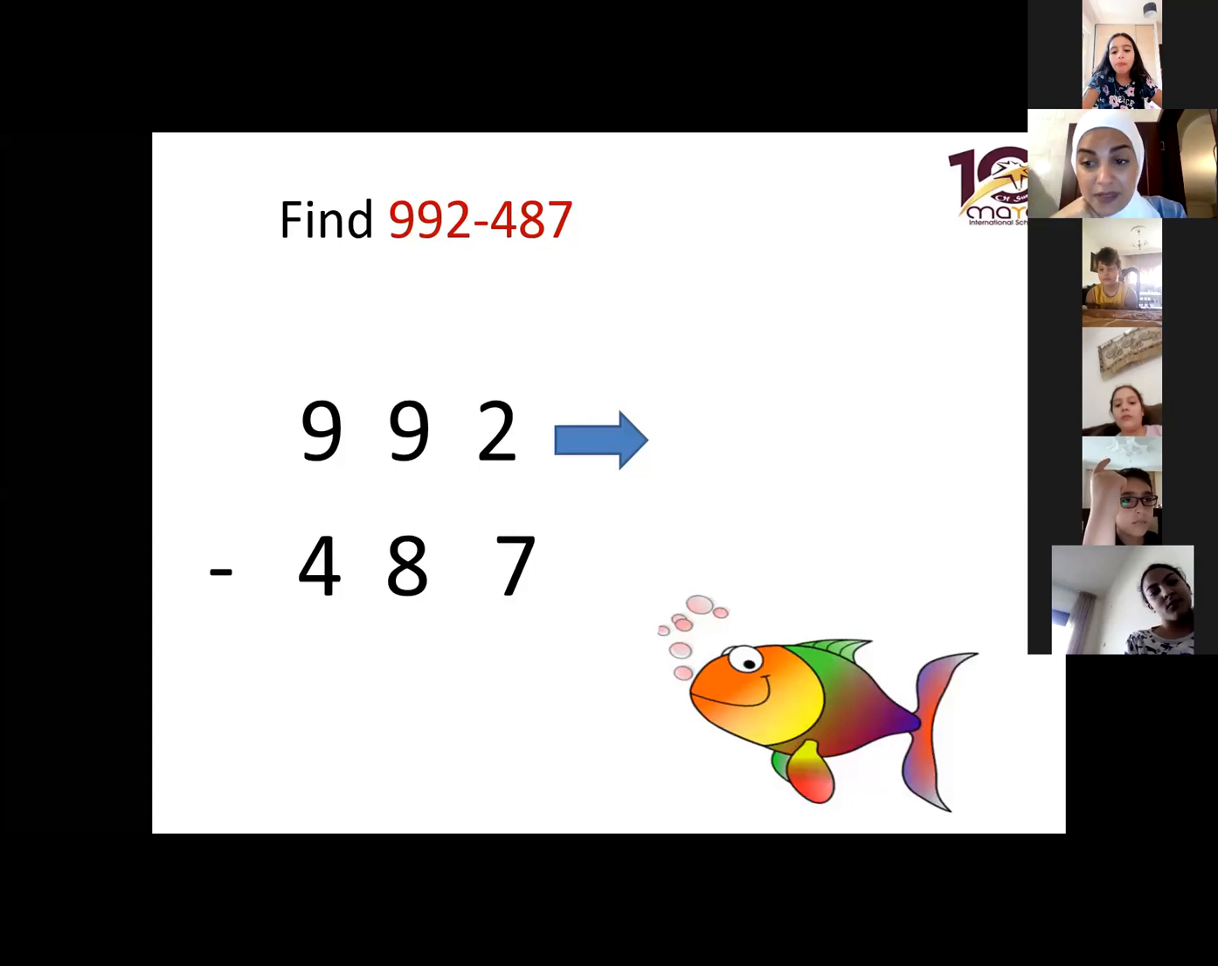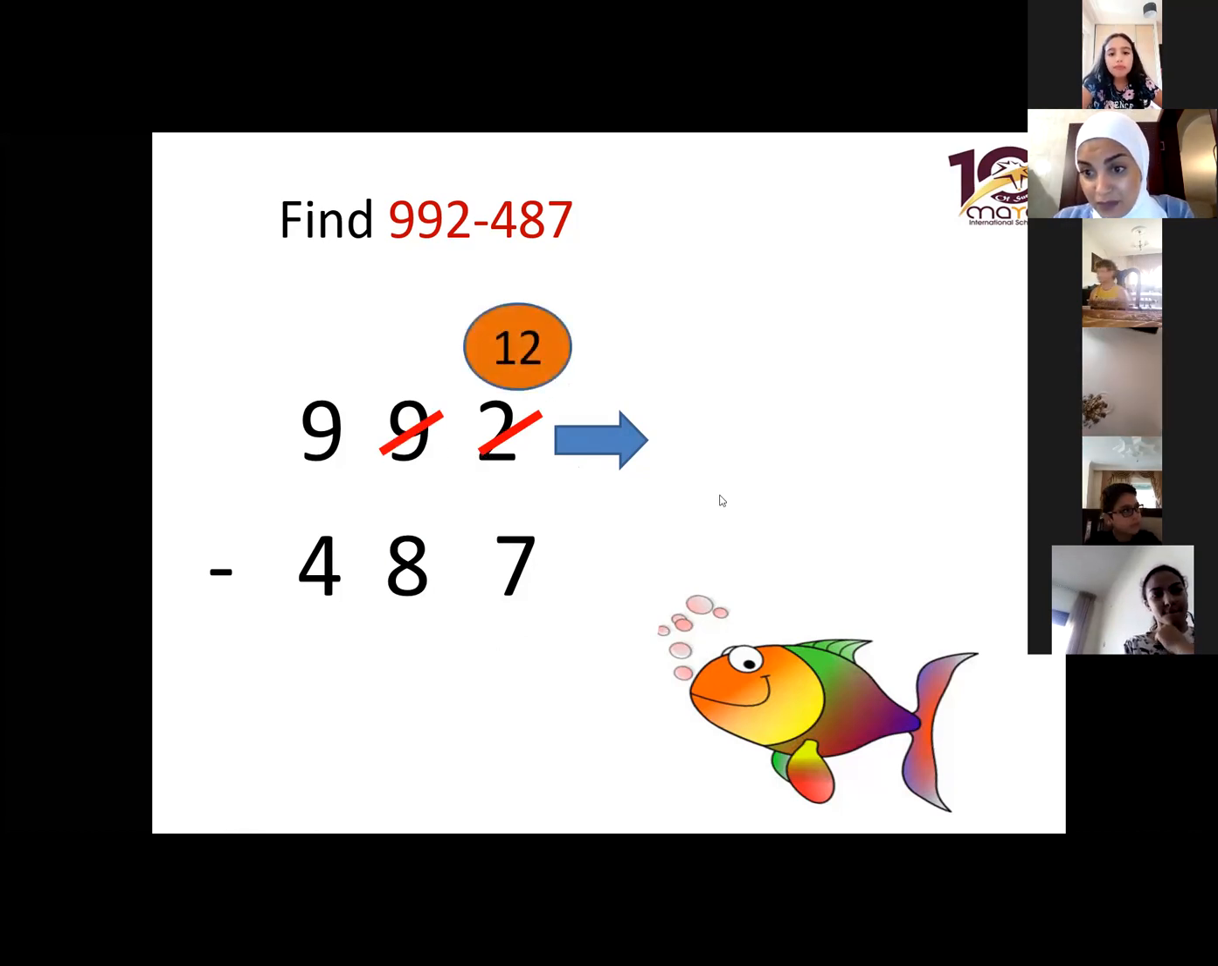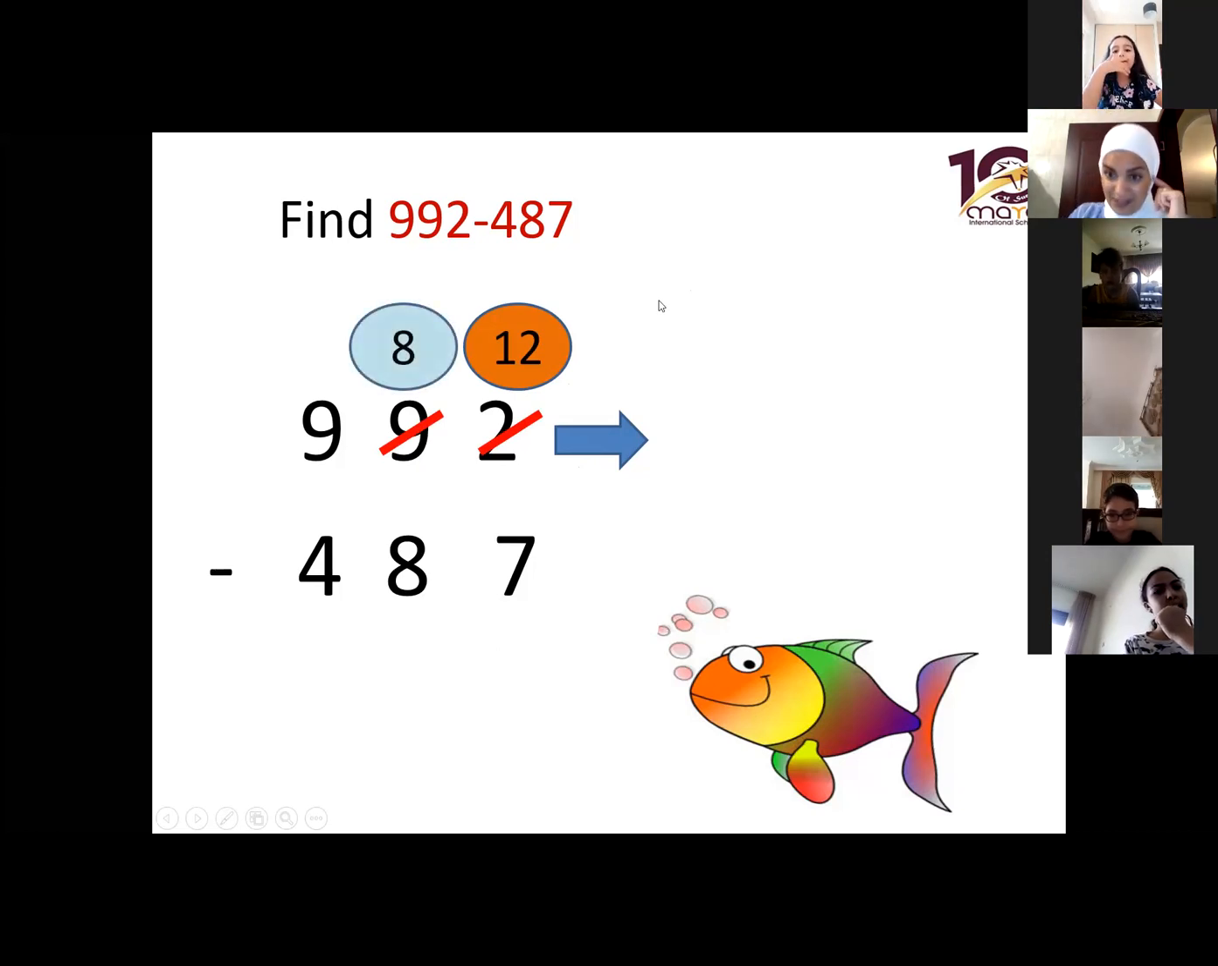Do you remember the steps? Let's do it together. What is the number that is next to number 2? Next to 9. Knock, knock. Who's there? Can you give me 10? Okay. So if 2 takes 10, it will become 12. Good. 9 gave me 10, so it becomes 8. Good. Now we have a bigger number at the top.